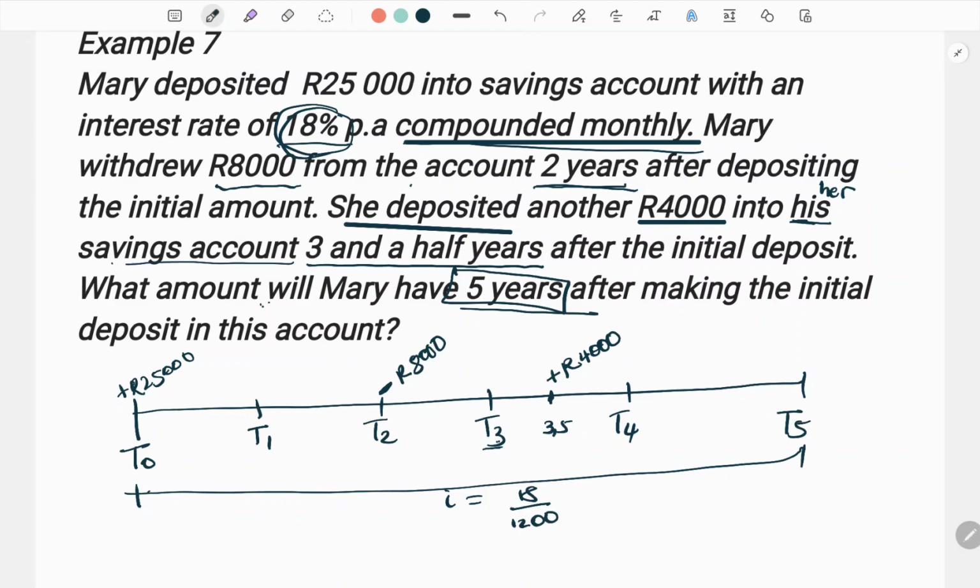So we're going to calculate the value from here up until here. Then you subtract the 8,000. Then that answer, you're going to use it from here up until here. Then you add that answer with 4,000. Then that answer you get, you're going to use it from here up until the last. Let's start.